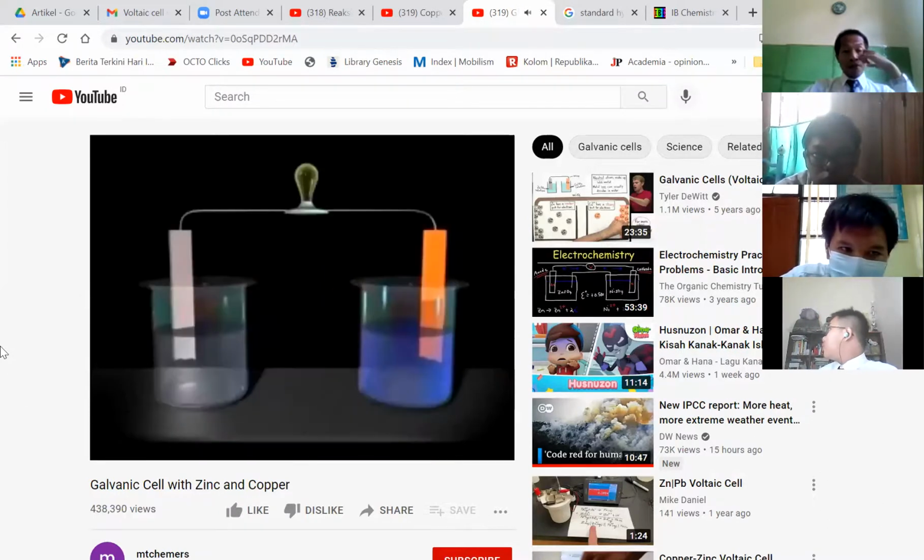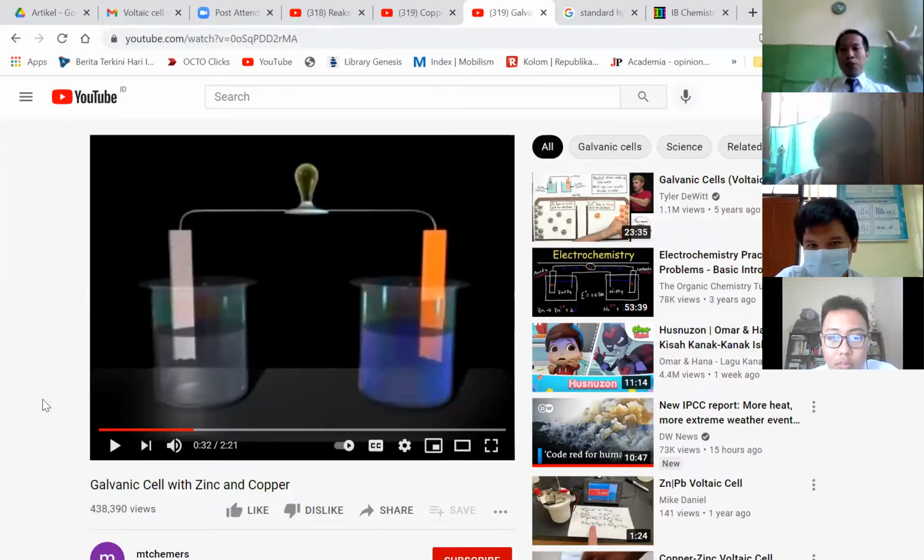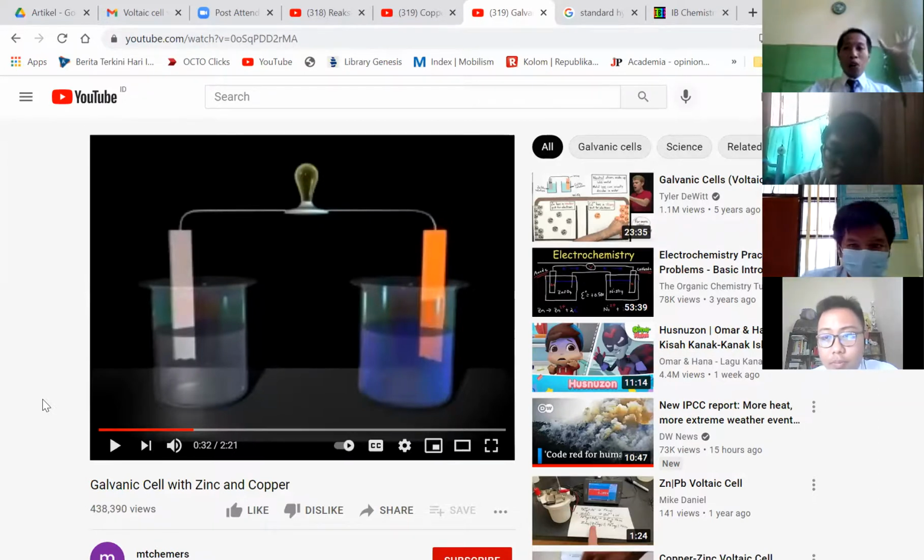The spontaneous copper-zinc oxidation-reduction reaction. Right, this is the important thing here. To know how the Voltaic cell works, we're going to install a kind of circuit like this. So it will be a little bit different.